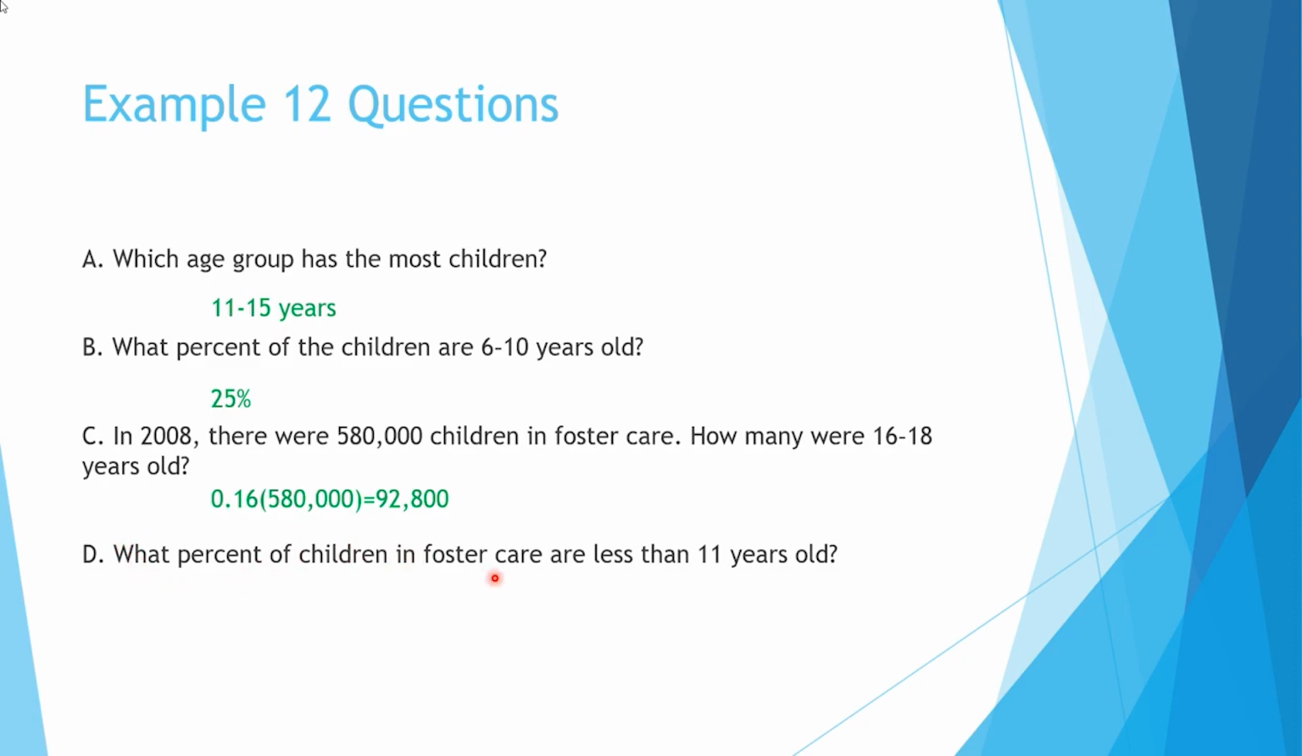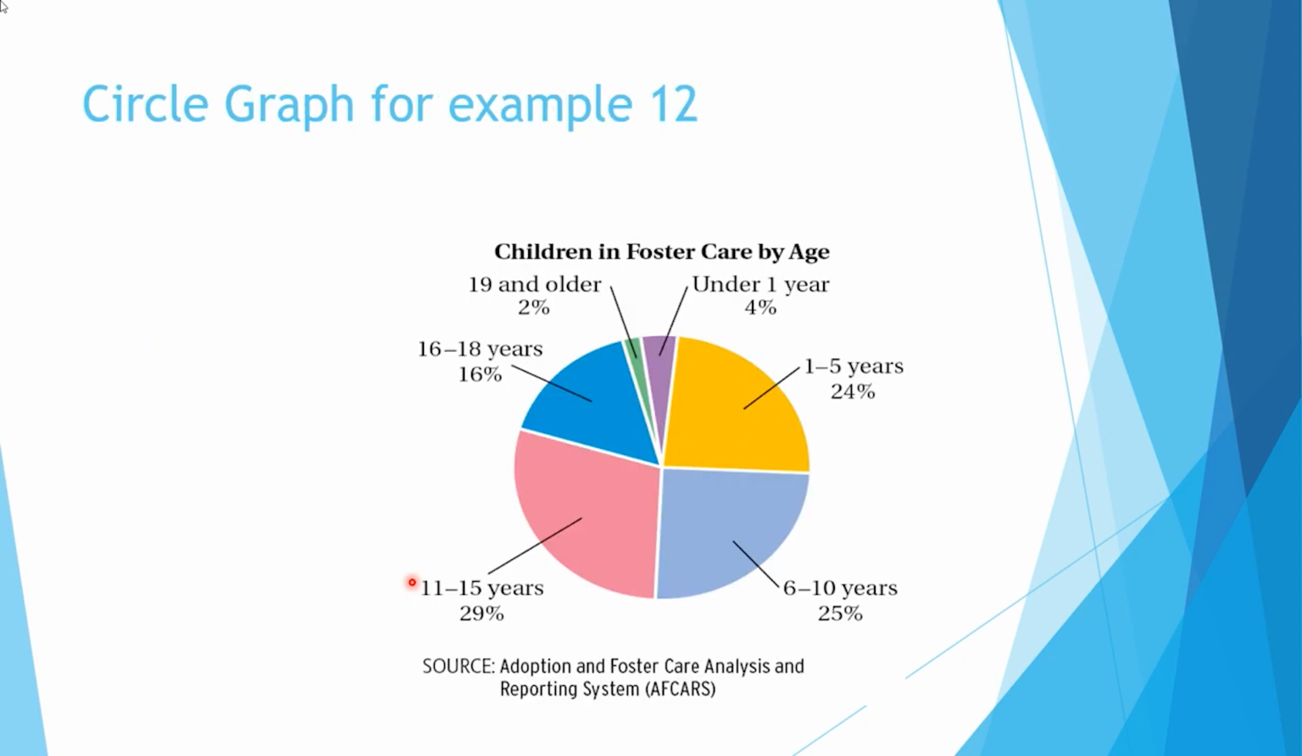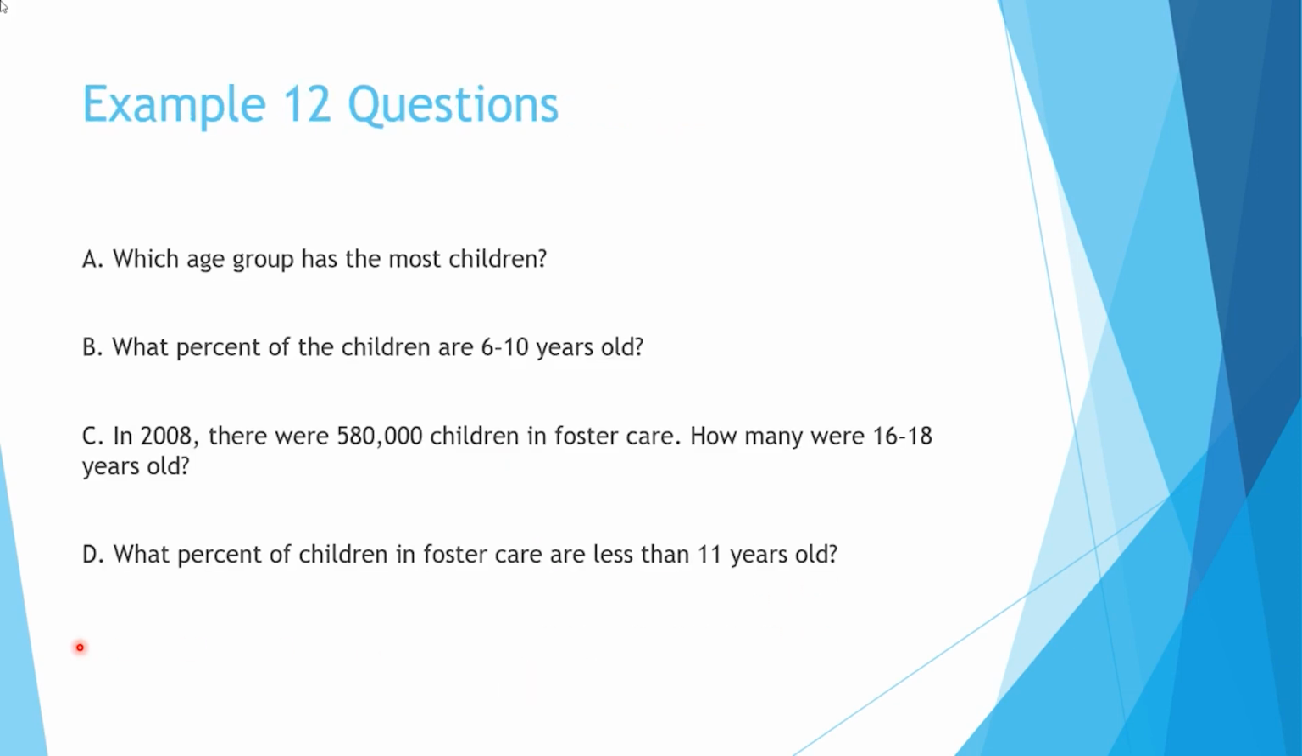Now, what percent of children in foster care are less than 11 years old? This one might be kind of tricky. Less than 11 years old would mean all ages less than 11. So that would include 10 to 6 years, that's 25%, 1 to 5 years old, that's 24%, and then under 1. What you would do is add up all those percents: the 25%, the 24%, and the 4%, and you get 53%.